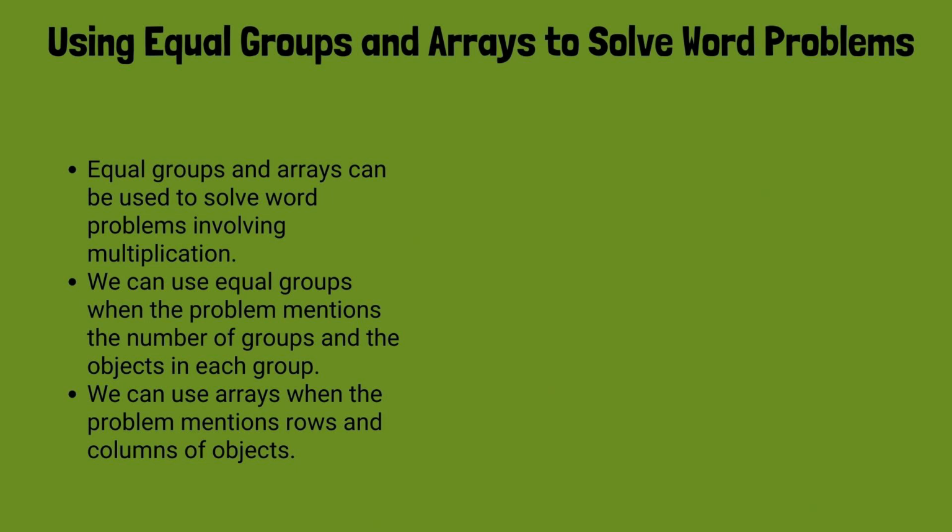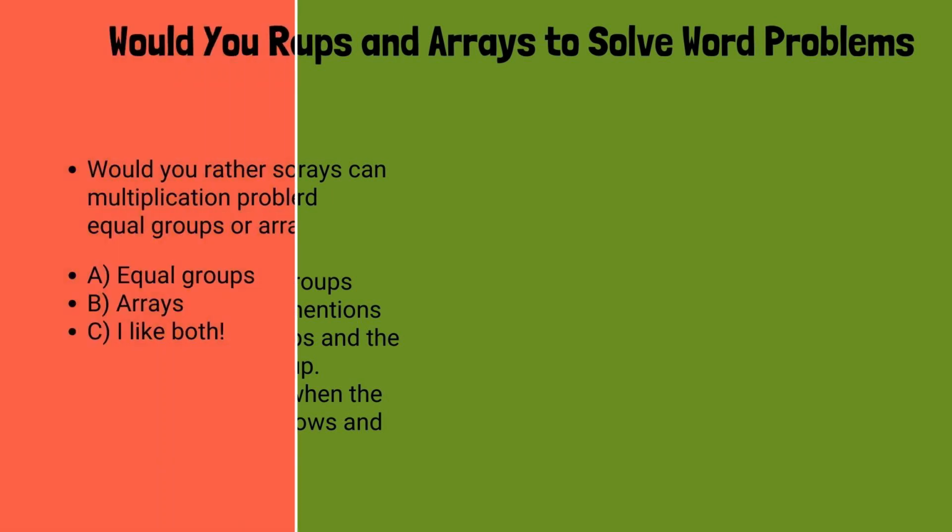Some problems might deal with rows and columns. So again, it probably makes sense to draw a picture that matches the problem. In this instance, it makes sense to use both groups and arrays at different times. Arrays also connect to area, length times width. So the more comfortable you are with using arrays, the better off you are when solving area problems.